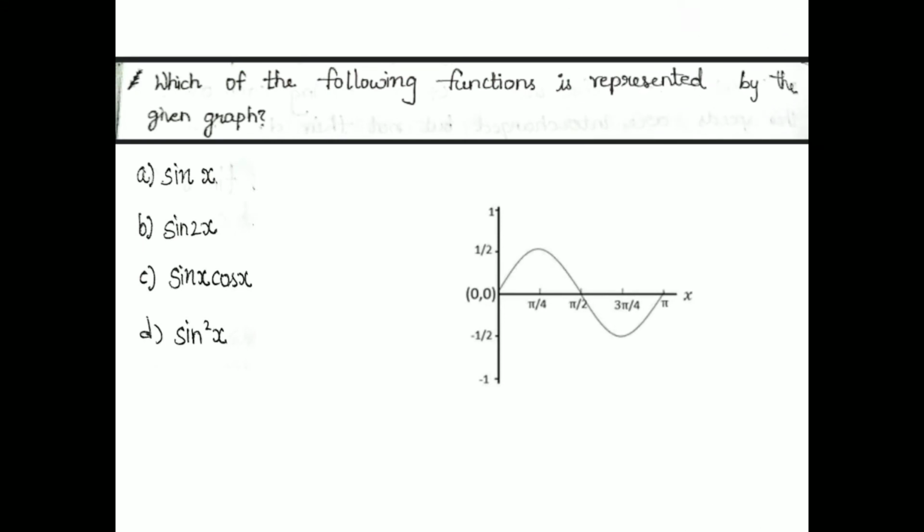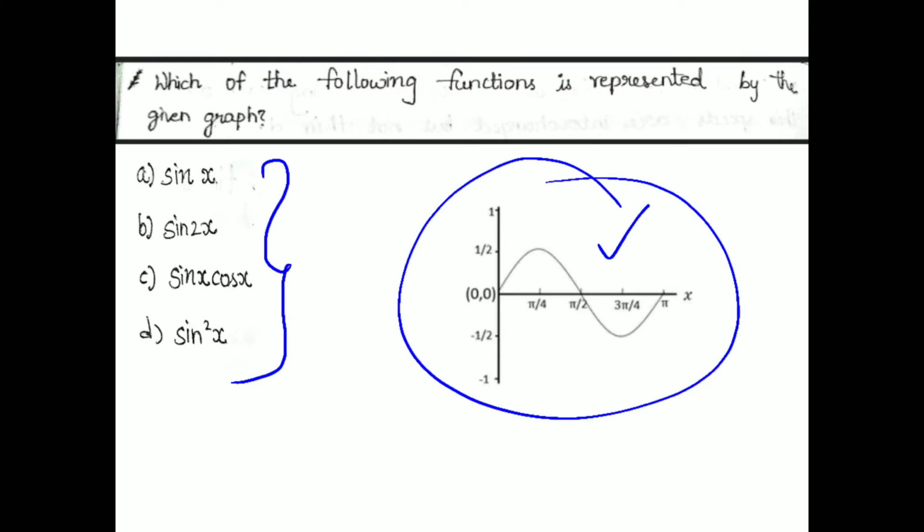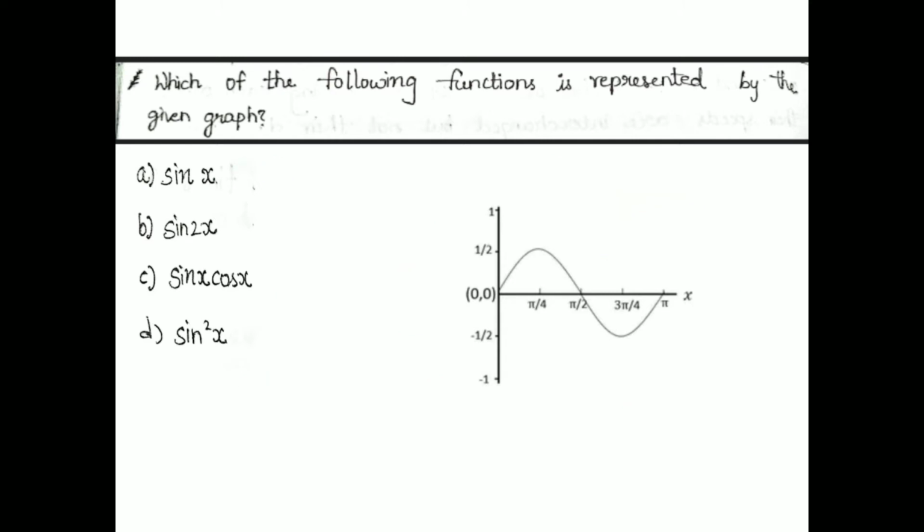So here is the problem. Which of the following functions is represented by the given graph? Here we are given the following functions, and we need to find out which function belongs to this graph. Here is a graph for us. Now we need to observe this graph and find out what kind of function it is. So that is the problem.